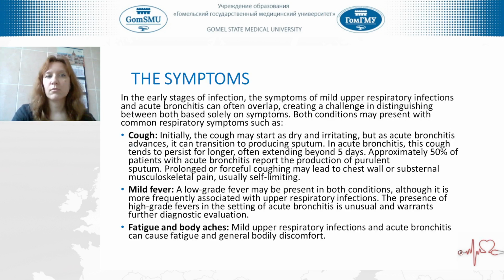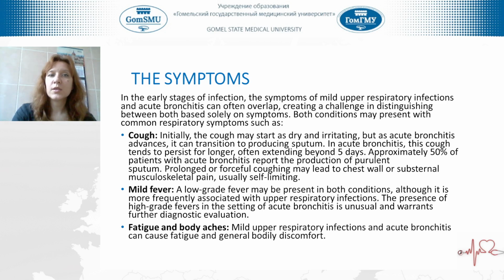The symptoms. In the early stage of infection, the symptoms of mild upper respiratory infections and acute bronchitis can often overlap, creating a challenge in distinguishing between both based only on symptoms. Both conditions may present with common respiratory symptoms such as cough, mild fever, fatigue, and body ache.